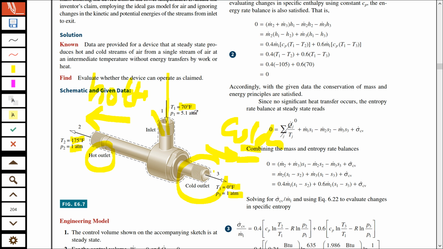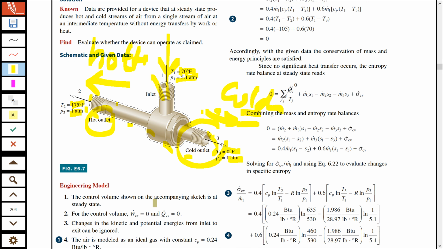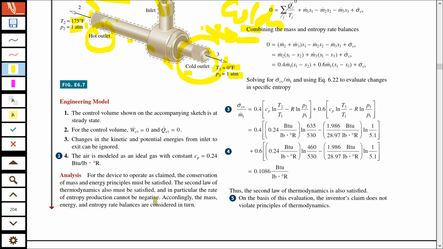So it loses some of that pressure, actually most of that pressure, 5.1. And he claims that if you look at the boundary, for splitting this stream into two streams at different temperatures, he doesn't need any heat transfer from the surroundings. He doesn't need any work transfer from the surroundings. This claim looks unrealistic because you might expect, how can I do this without requiring any energy, without requiring any work transfer, without requiring any heat transfer? But if you follow the basic principles, it will turn out that it's doable.